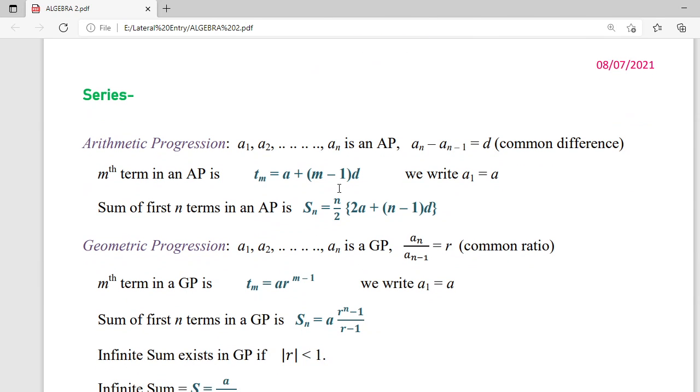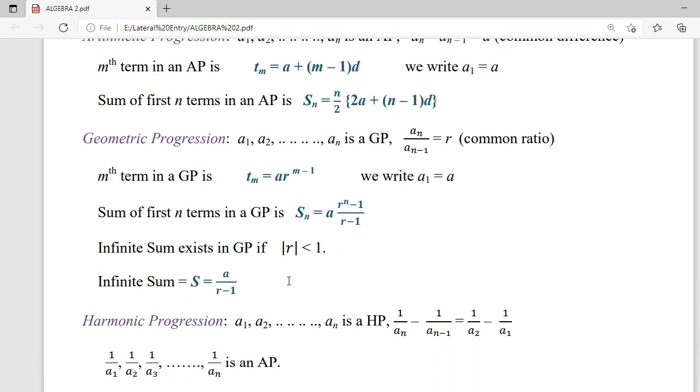So arithmetic progression, you just note these things. So a1, a2, up to an, a and r in AP. Then the mth term is this one. The first term is a, and the mth term is this one. And this is the sum of the first n terms in an AP.